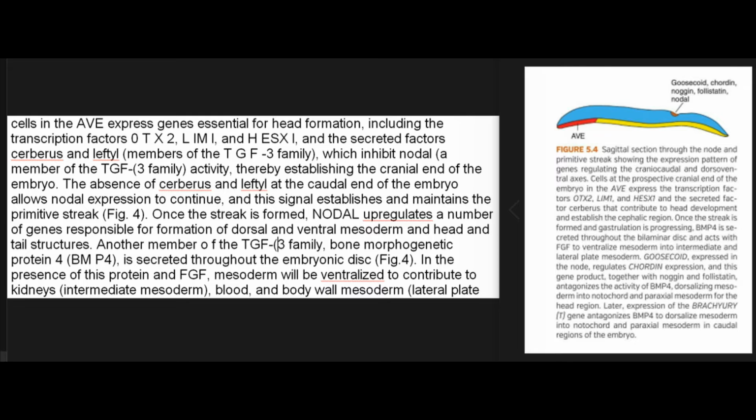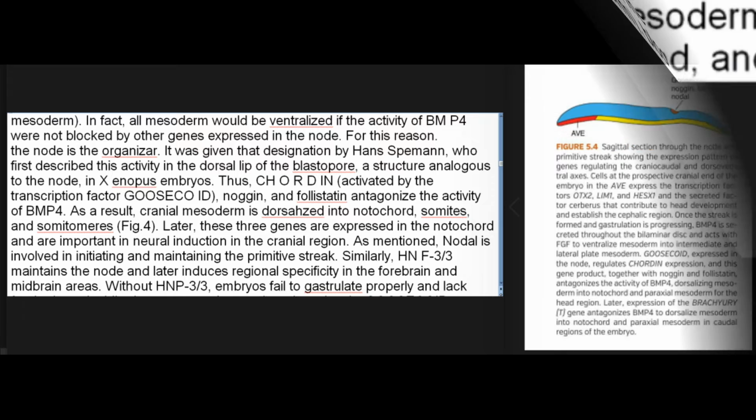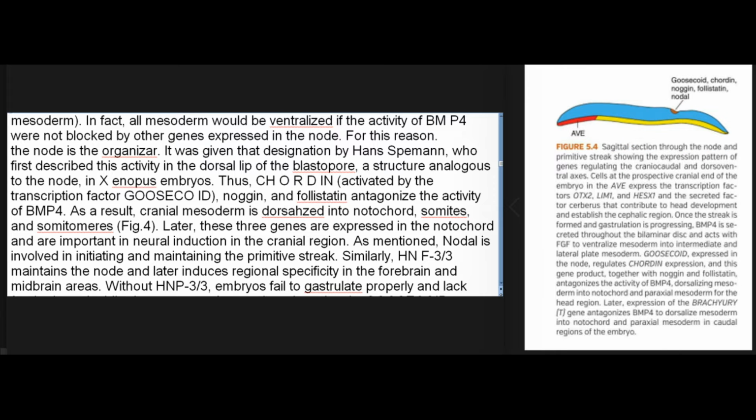Another member of the TGF-β family, bone morphogenetic protein 4, BMP4, is secreted throughout the embryonic disc, Fig. 4. In the presence of this protein and FGF, mesoderm will be ventralized to contribute to kidneys, intermediate mesoderm, blood and body wall mesoderm, lateral plate mesoderm. In fact, all mesoderm would be ventralized if the activity of BMP4 were not blocked by other genes expressed in the node. For this reason, the node is the organizer.